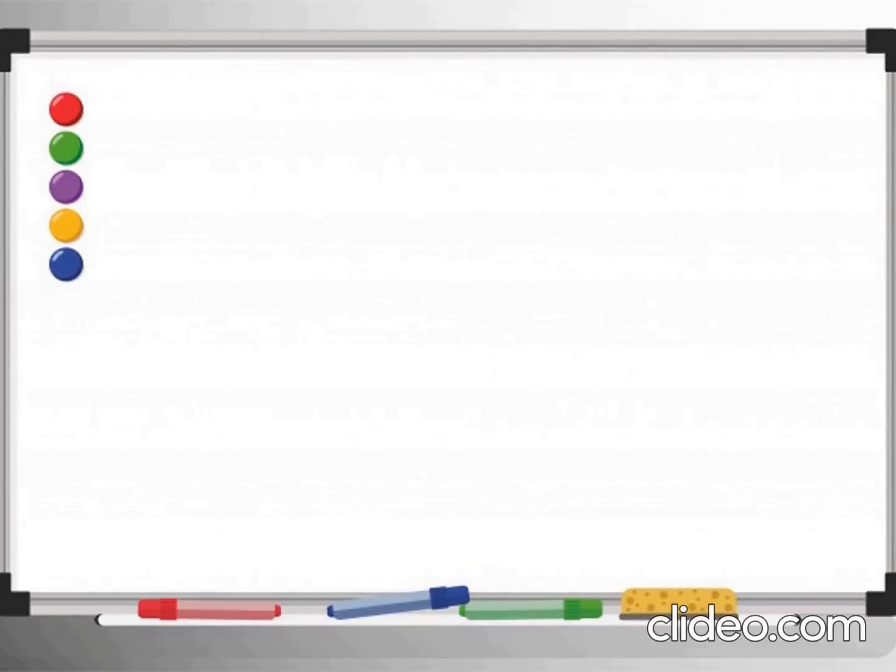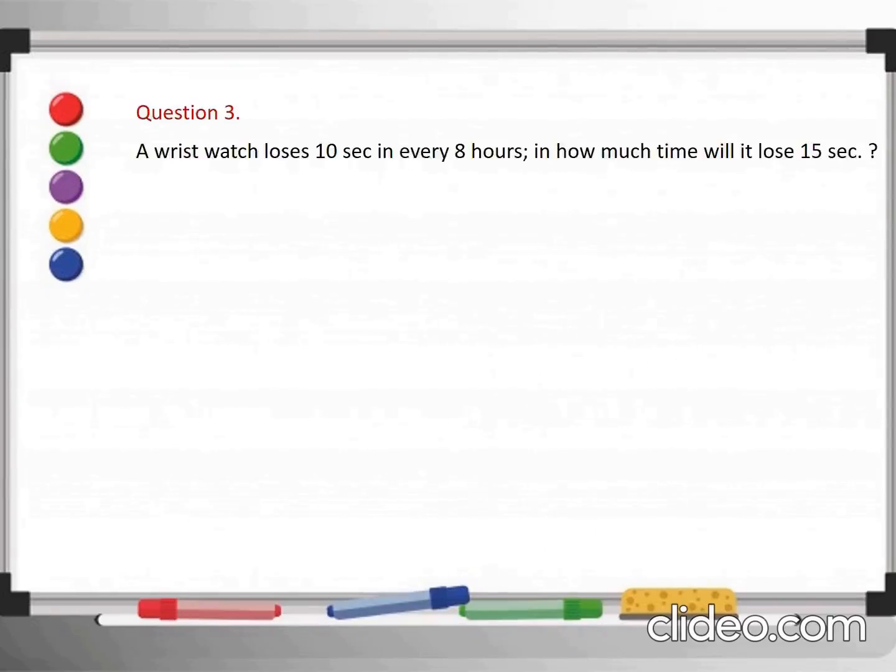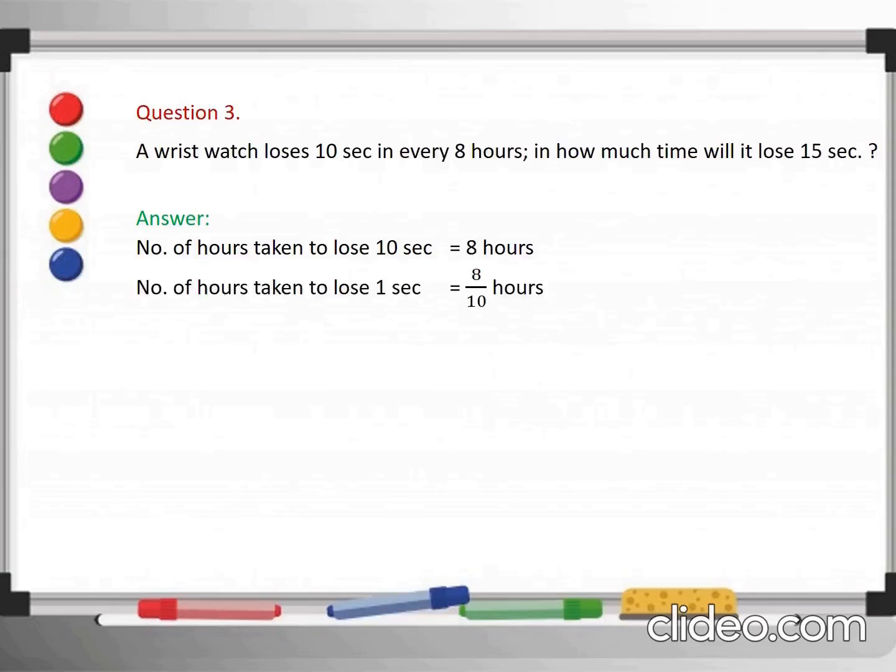A wrist watch loses 10 seconds in every 8 hours. In how much time will it lose 15 seconds? So here what is given? Number of hours taken to lose 10 seconds is 8 hours. First we need to find out for 1 second, that is number of hours taken to lose 1 second, which is equal to 8 upon 10 hours.